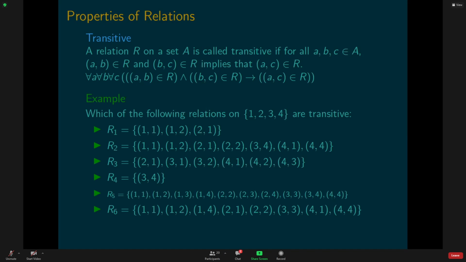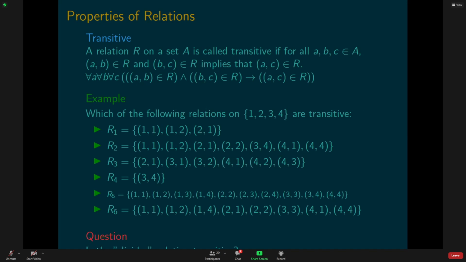R1 is transitive. Okay. R2 is not. Why? Because R2 includes 3, 4, and 4, 1, but it does not include 3, 1. Exactly. So good. Thank you. So we see how we prove that something is not transitive, right? Yes.